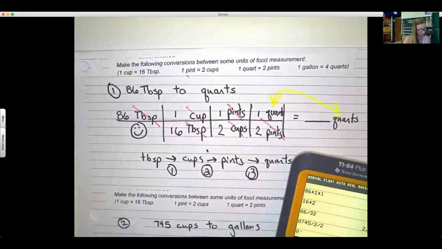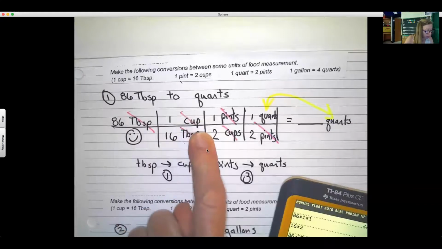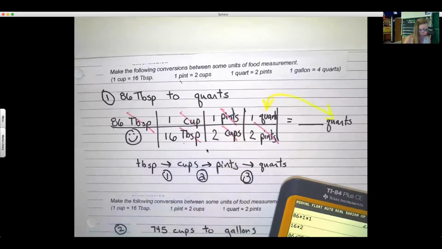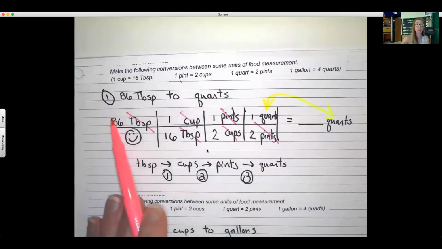On. Let me see, 16. 1 pint is 2 cups. 1 quart is 2 pints. All right, we got 86 divided by that, and I got 1.34. Now I have two significant figures here.